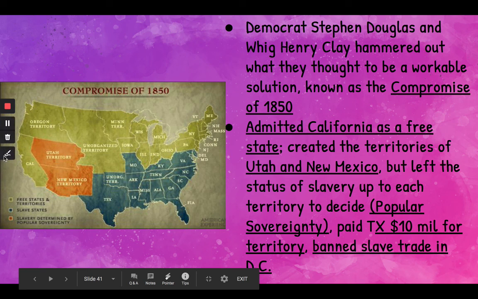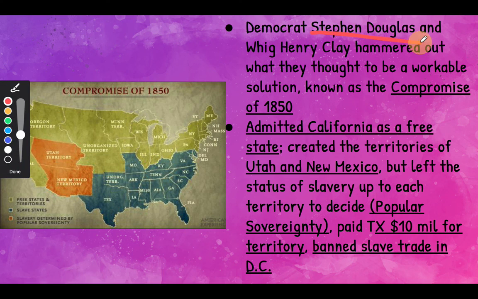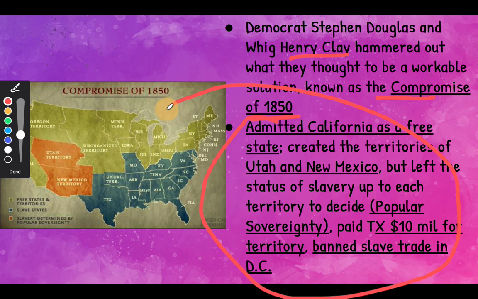So our man Stephen Douglas, who we will see later, is a senator from Illinois, and he was leading the way in creating this transcontinental railroad. But this transcontinental railroad would go through all of this new territory. And to do that, he needs to set up some sort of government, create these territories into states. So he and, again, Henry Clay hammered out what would be known as the Compromise of 1850, which does all of these things. And you need to know all these things.